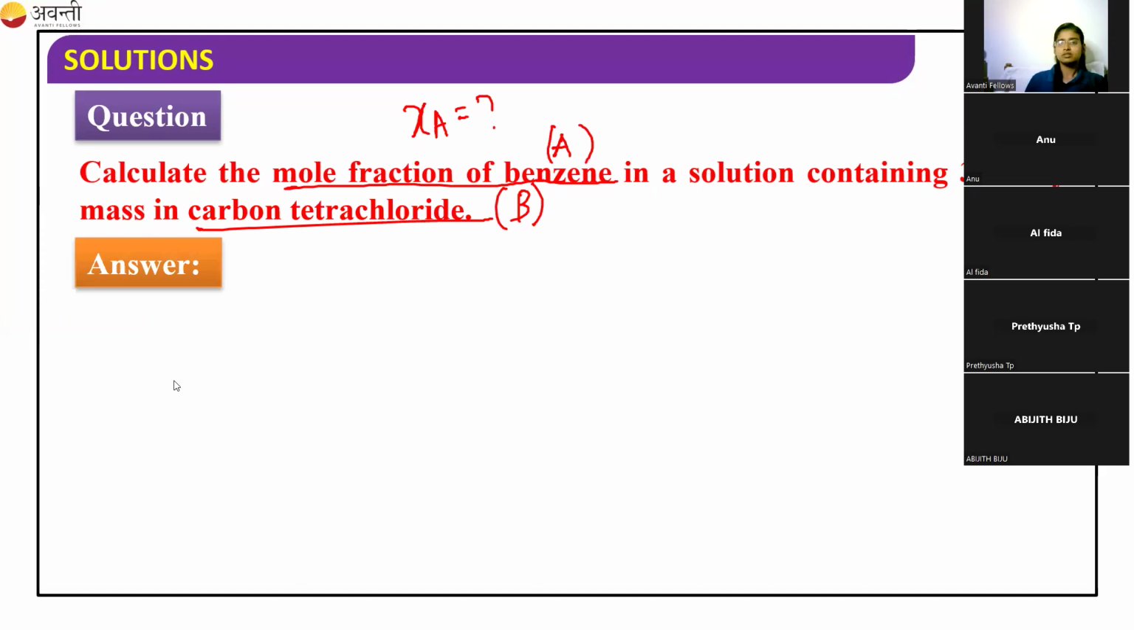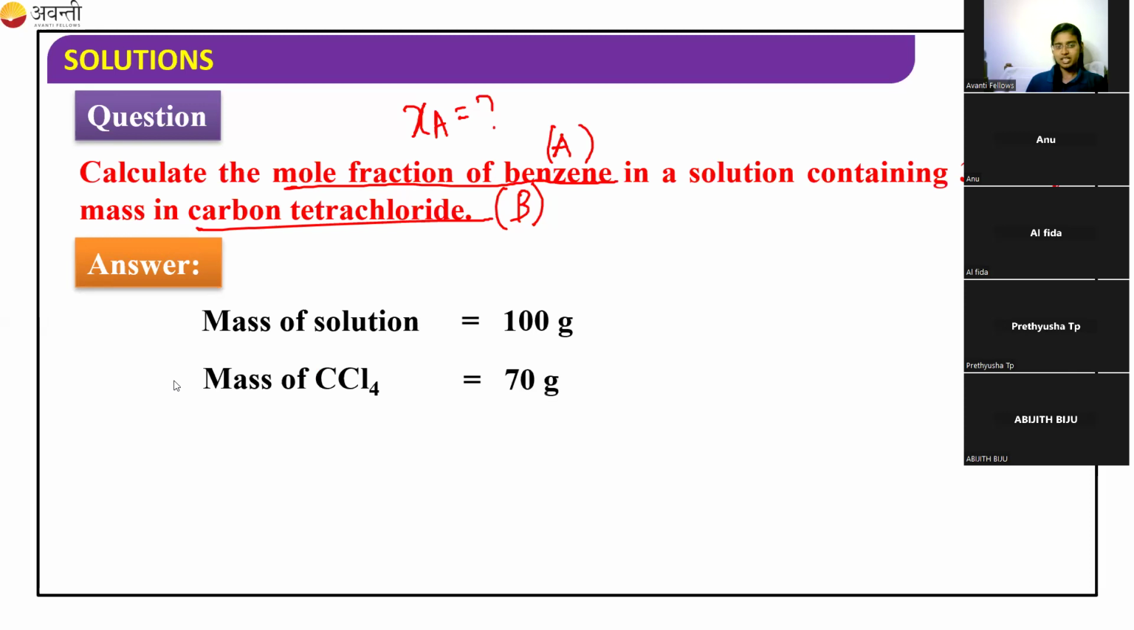How to find out? A is equal to 78. Okay, the mass of the solution I am taking first. Mass of the solution is 100 gram. 30% means 30. B is 154. Mass of the CCl4 is equal to 70 gram.